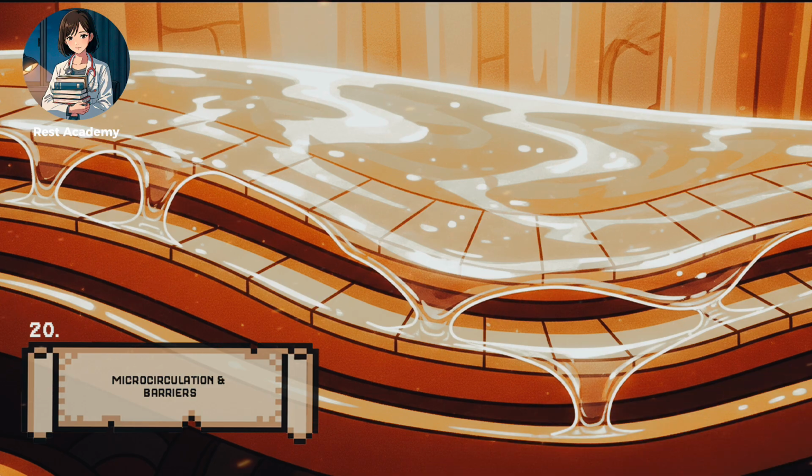Lymph nodes, spleen, and thymus contain distinct architecture: cortex with follicles, medulla with sinusoids, and capsules with trabeculae. Lymphocytes migrate across these compartments, guided by chemokines and adhesion molecules.